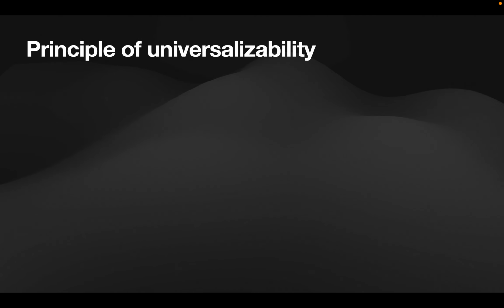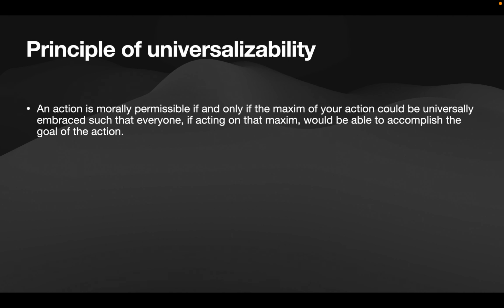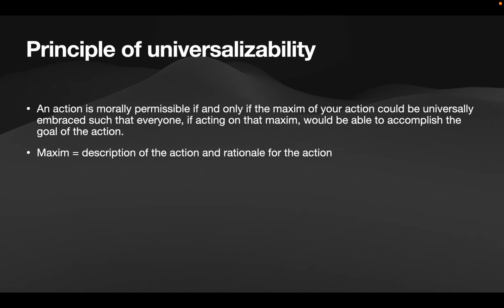So the principle of universalizability says this. It says that an action is morally permissible if and only if the maxim of your action could be universally embraced, such that everyone, if acting on that maxim, would be able to accomplish the goal of the action. So this is kind of a mouthful. It's a lot to wrap your head around. So we're going to unpack the meaning of the principle of universalizability, starting with this idea of a maxim.